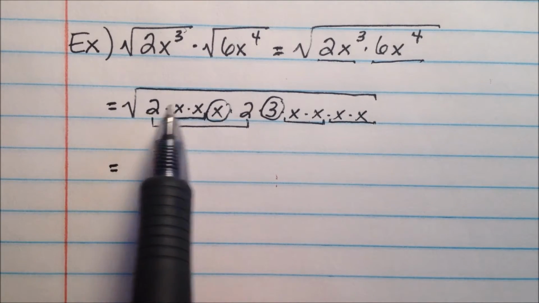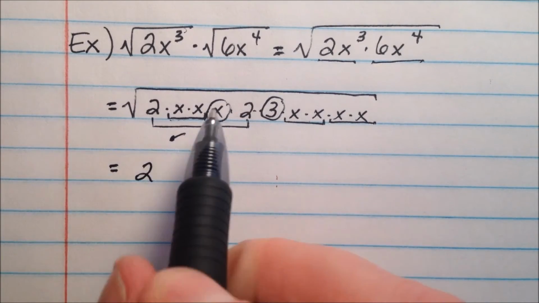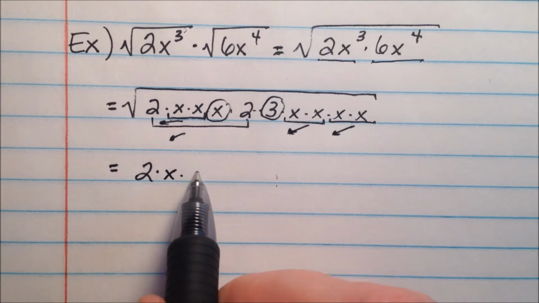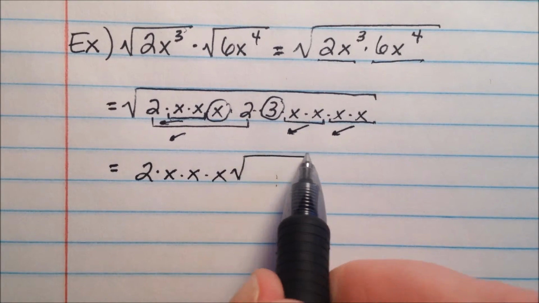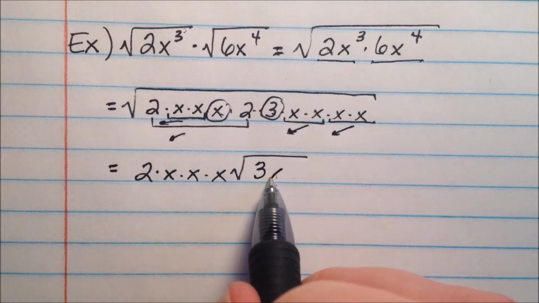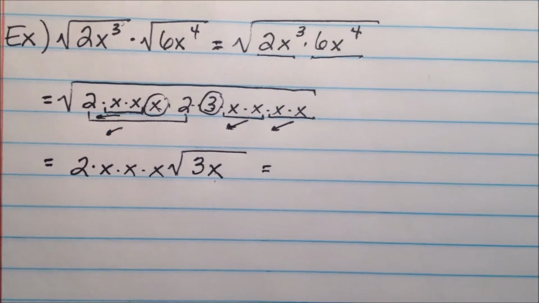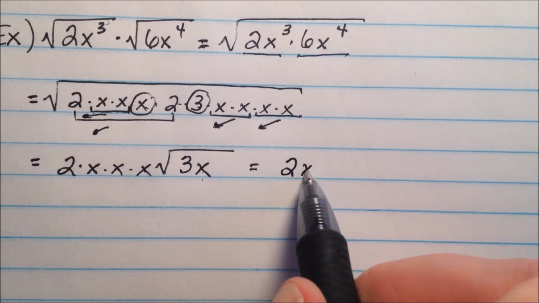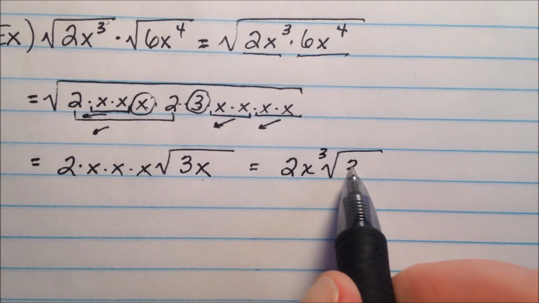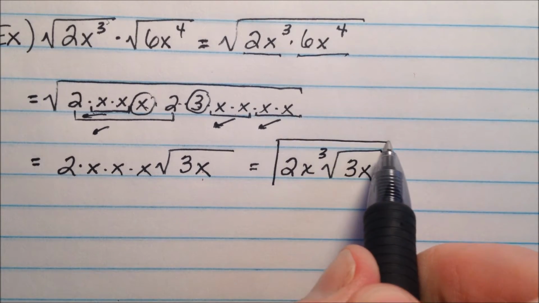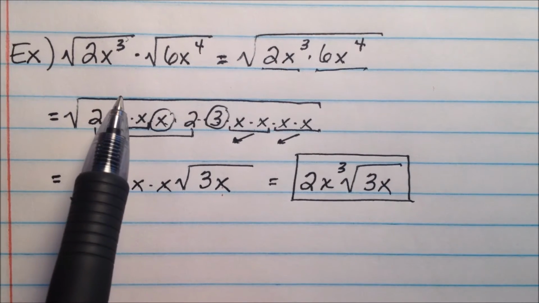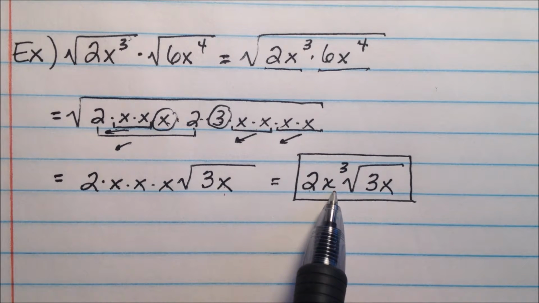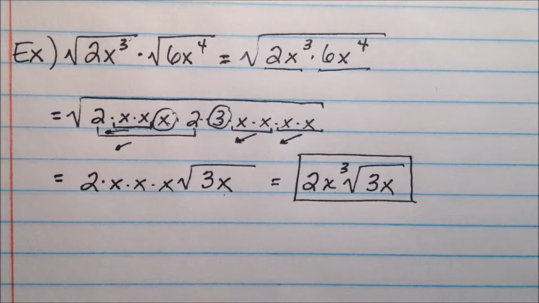So what does that look like? Well, we have a pair of 2's that came out, and we have this pair of x's that came out, this pair of x's, and this pair of x's. So we actually had 3 pairs of x's, and what was left on the inside was a 3 and an x. So when we simplify this, finally now we have 2 and then x, which is going to be 2x cubed, and left over in the radical is a 3x. So when we simplify the square root of 2x cubed times the square root of 6x to the fourth, we're going to get 2x cubed times the square root of 3x.